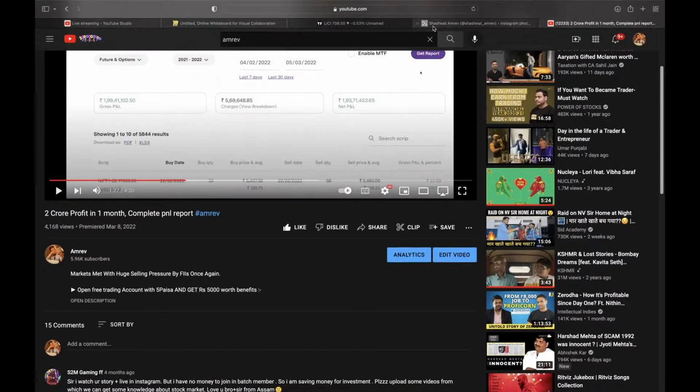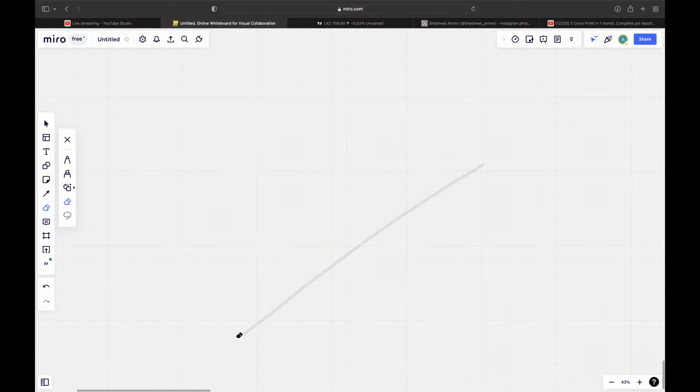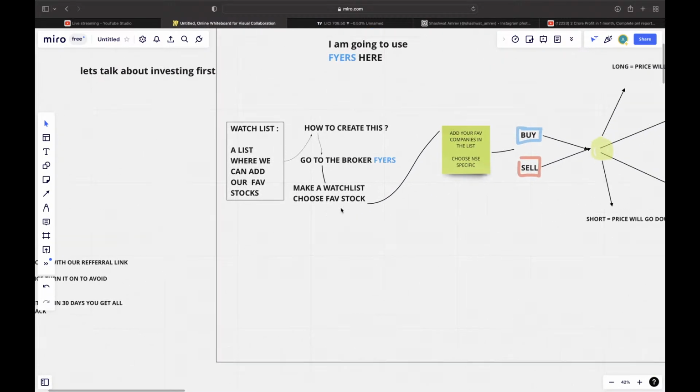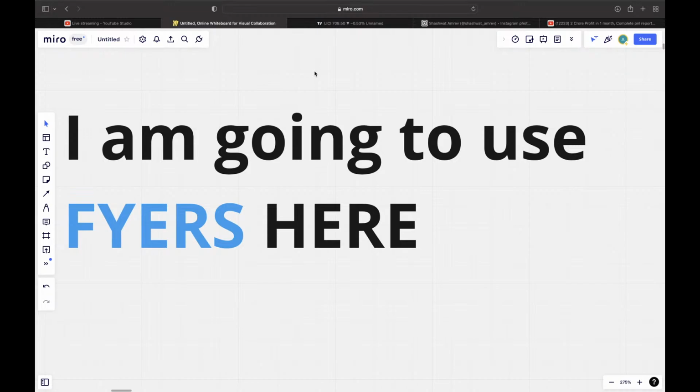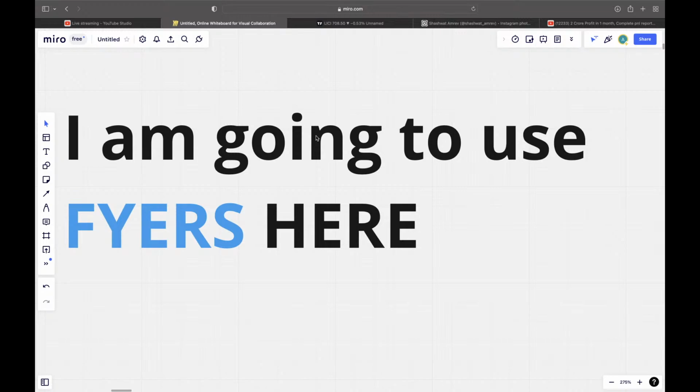Now let's come to a thing. How could I have saved this much money, this 20 lakhs, if someone guided me at the right time? Because I used to trade on my own, I used to read from the books, guys. This was my condition, and I didn't know about Fires. No one told me about Fires. If I knew about Fires, I could have literally saved the money.